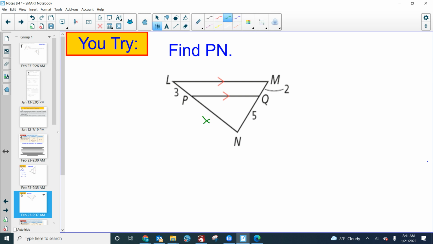Called this x. Probably did x over 3 equals 5 over 2. You can cross multiply. You get 2x equals 15. And then x is 7.5.